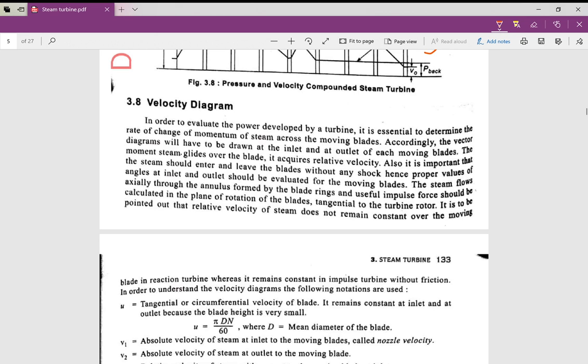One thing I missed to tell about is the example of pressure velocity compounding. Example of this one is the reactive turbine and Joule turbine. You should remember the name: for an example of pressure and velocity compounding steam turbine, that is the reactive and Joule turbine. For velocity compounding it was the Curtis turbine.